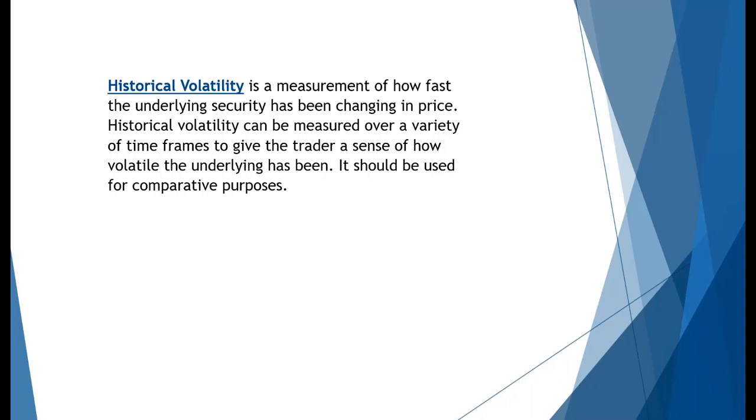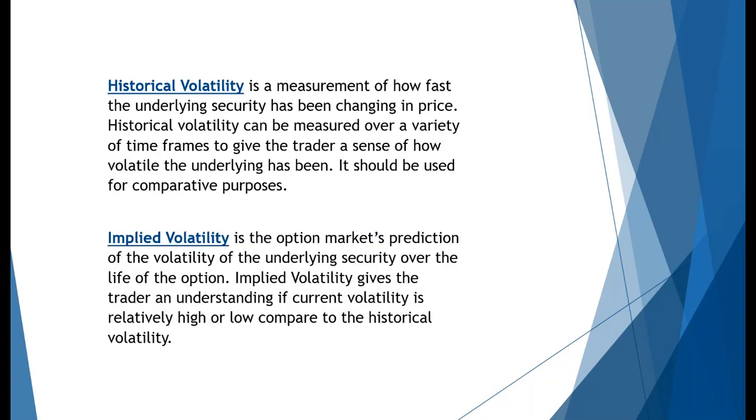Now, historical volatility is used for comparative purposes, and it's not a standalone analysis. We're going to compare it to something called implied volatility. Implied volatility is the market's guess or interpretation of the upcoming volatility of a particular security during the life of that particular option.